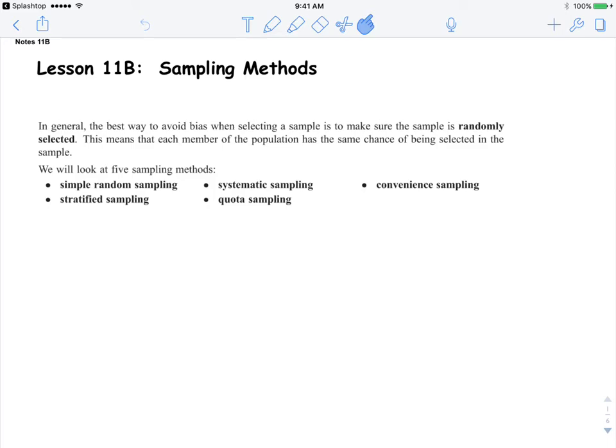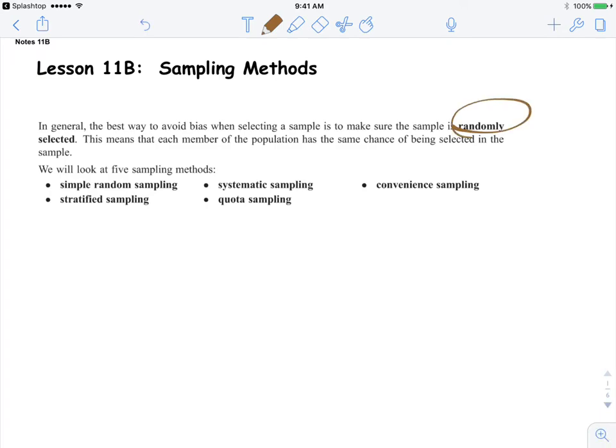All right, here's a lesson on sampling methods. So we've already talked a little about errors that could happen in surveys and sampling. In general, the best way to avoid bias when selecting a sample is to make sure that it is randomly selected. You're going to hear that a lot when we get into our internal assessments: is it random, and how is it random?